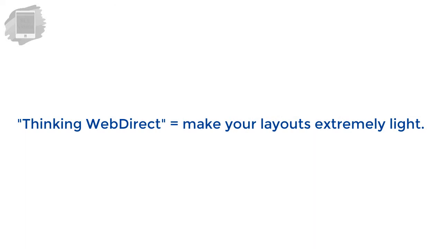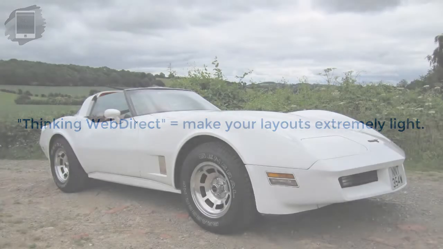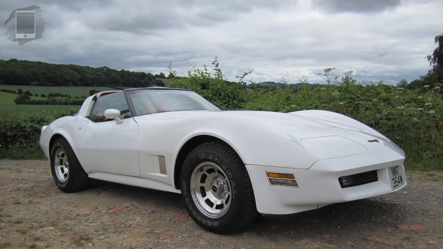Thinking WebDirect, you have to make the thing extremely light. It's like I own a 1980 Corvette with a heavy cast iron engine, and now we have aluminum alloy engines. We need to get to the aluminum alloy, very light. It's still an engine, and actually it's more performant than the other one. But we need to go there. So how do we go there?